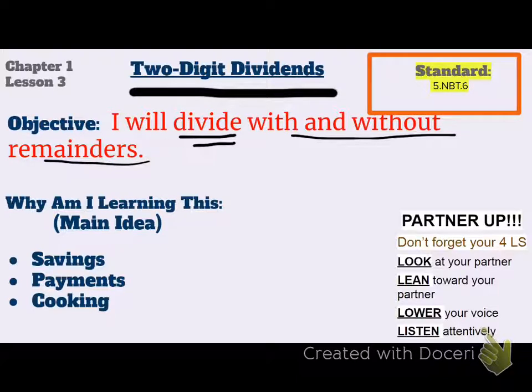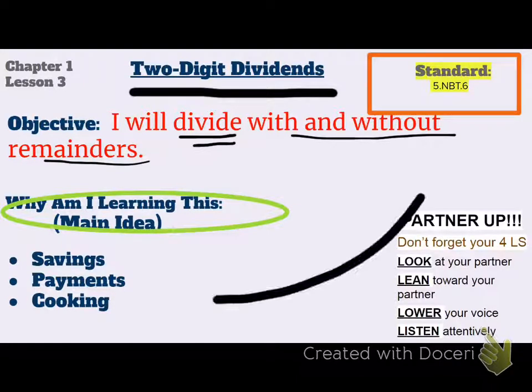So why am I learning this, Mrs. Wilhite? What's the main idea? What's the purpose? Well, you already know it is a 5th grade standard, so you're required to learn it to be ready for the grades that are coming your way. But also, you will do division in life. You'll be dividing things into different groups. An example would be your savings. If you're saving to purchase something, you might figure out how much you're going to have to save each month, dividing it into those equal months.